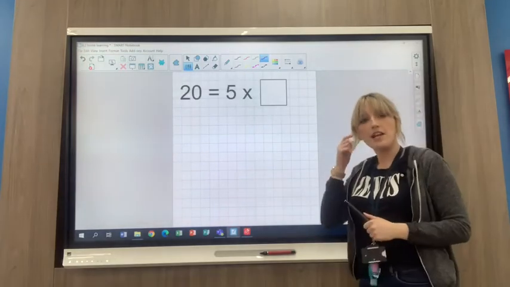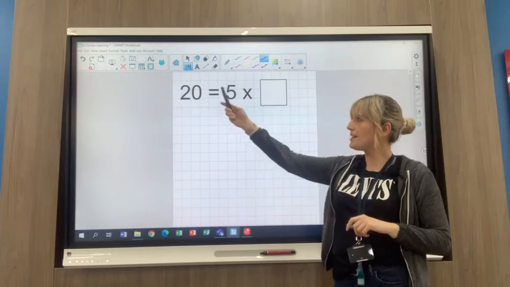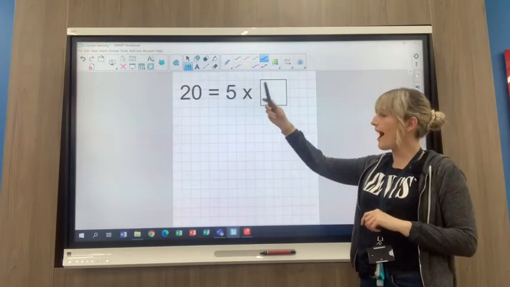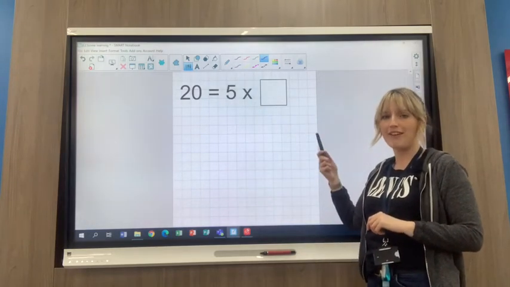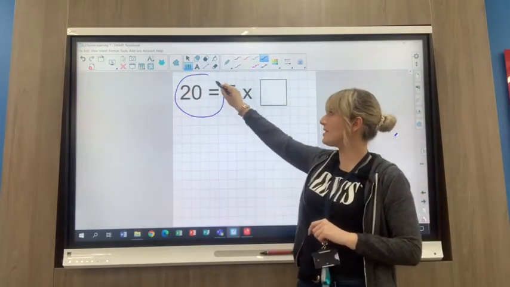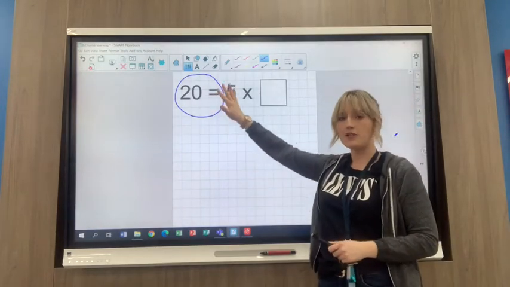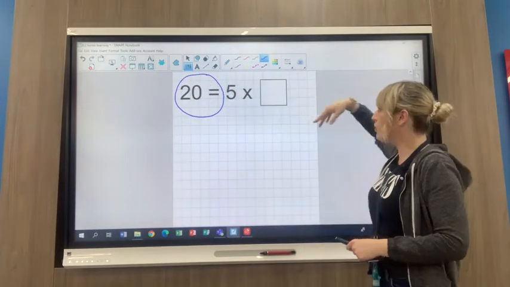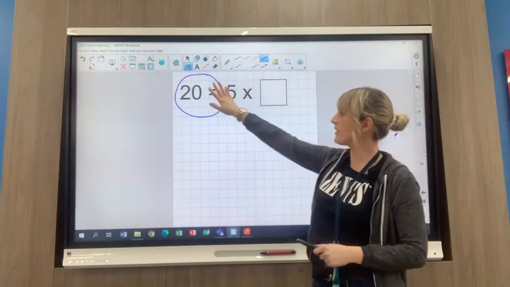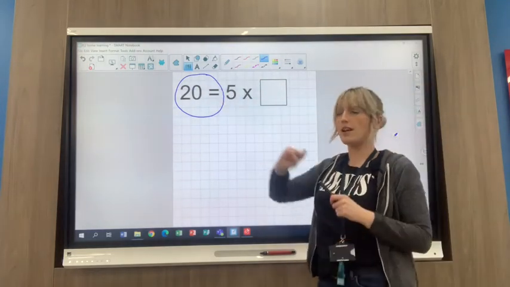Okay, so this time I've got a multiplication one. I've got 20 equals 5 times something. Again, I'm going to put a circle around 20 equals just to remind me that that's my answer. And it doesn't matter if it's at the beginning or at the end. Okay, so I don't need to look at it just yet. So 5 times something is 20.